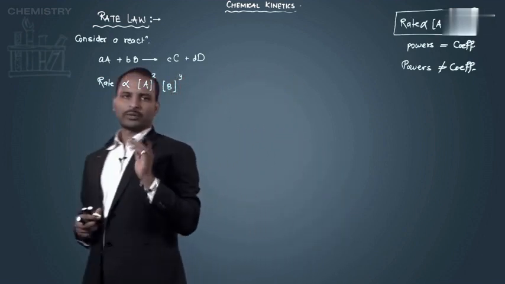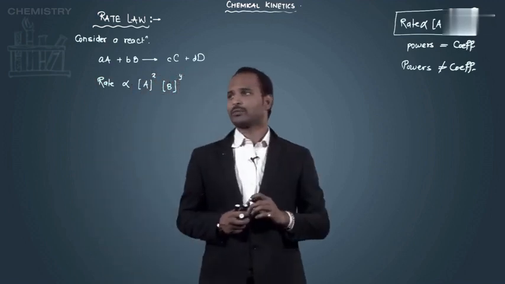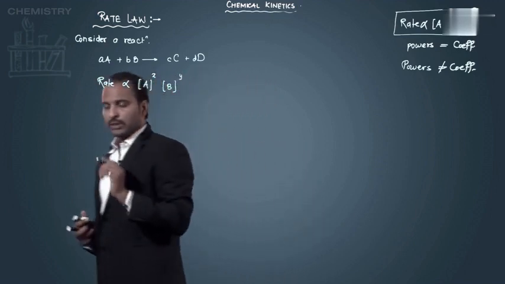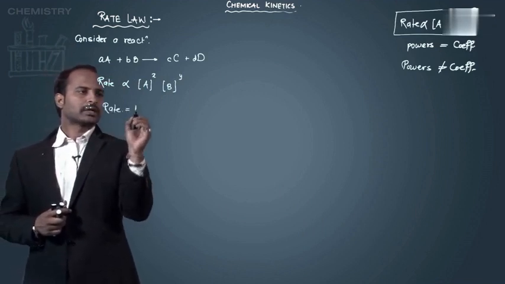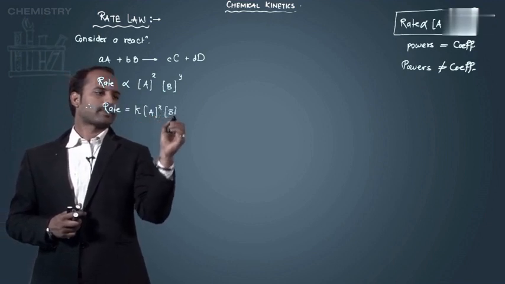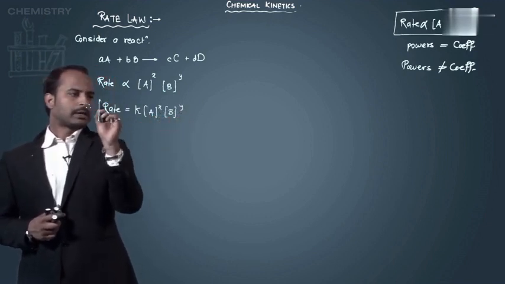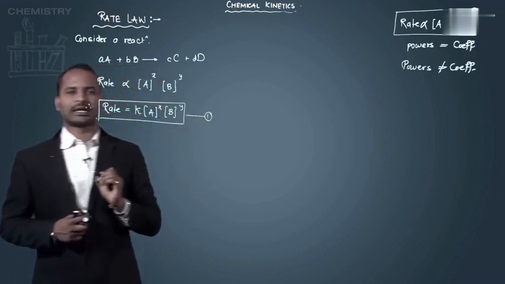So if you want to know the x and y, perform an experiment, collect data from it, and from that data we determine the values of x and y. So in the next step I can say rate is equal to K into molar concentration of A raised to X and B raised to Y. And this equation is called the rate law.